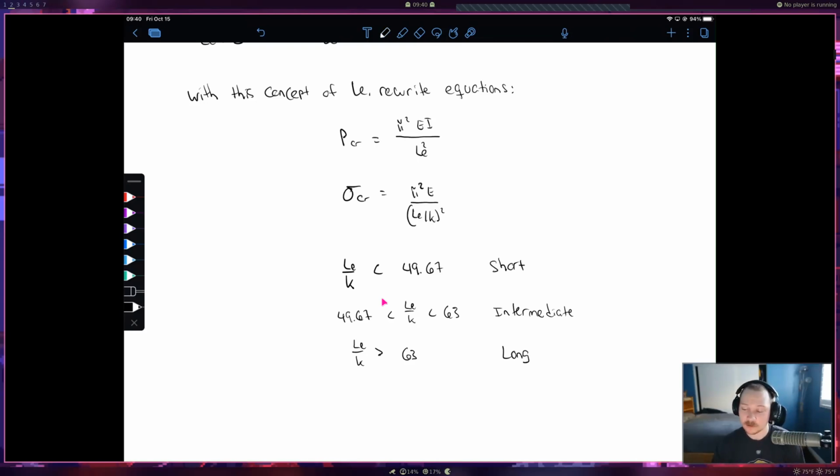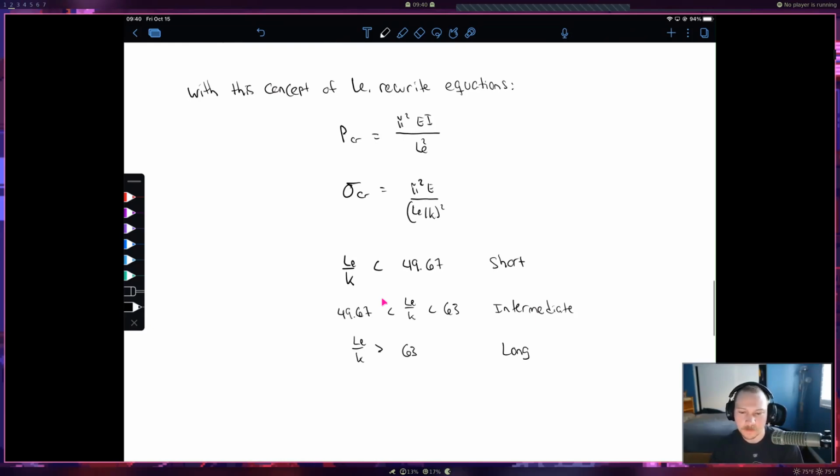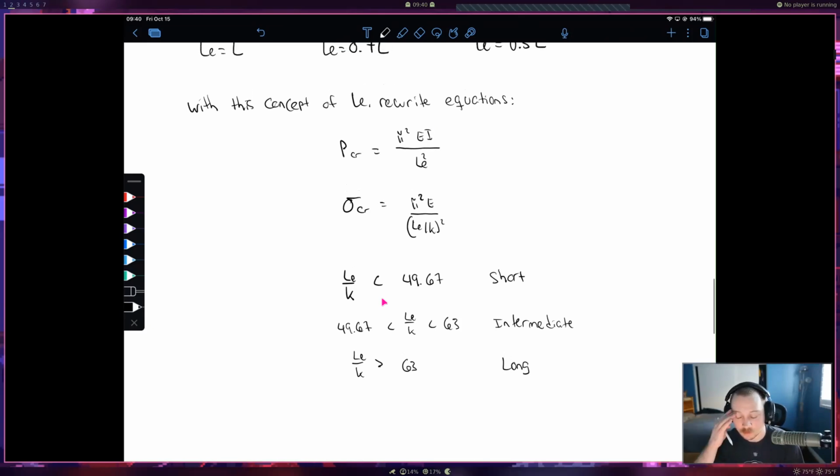Okay, so now we'll finally talk about the short columns and the intermediate columns. So we're getting to the end now. To be a broken record, currently we have the critical stress that we can find for any different end support, so fix-fix, fix-pin, or pin-pin, but it's constrained for only long columns so far. So we still need something for short columns and for intermediate columns of any end support.